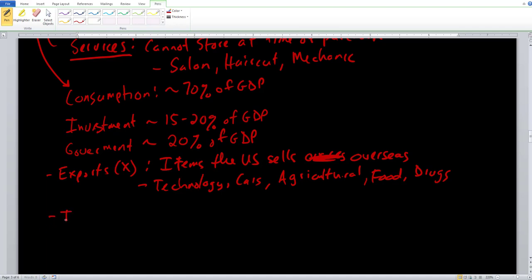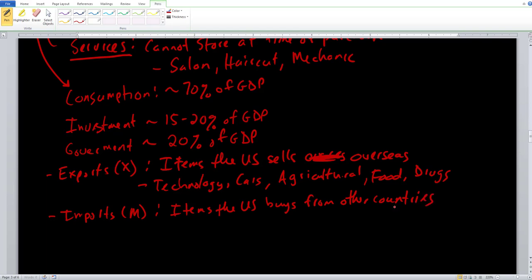On the other hand, we also import a lot of goods from other countries. So this is imports, this is going to be our M component. And imports are just items that the US buys from other countries. So here in the United States, like in many countries, we can't produce every single good because that's not where our comparative advantage lies. So we're just going to go ahead and buy them off of other countries.